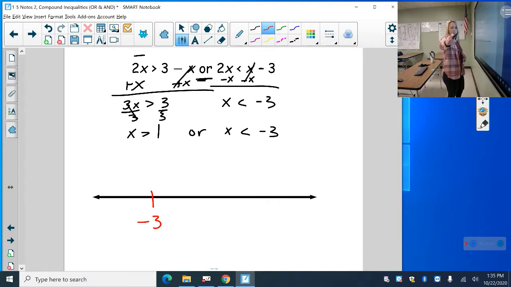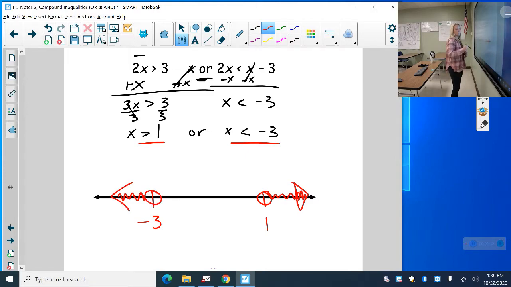Some students like to put -3 on this side and 1 on this side. No, on an actual number line, 1 is on this side to the right and -3 is to the left. For this condition, it's an or and it's an open dot because my 1 is right here and it's going this way. On this side, this one is also an open dot and it's going this way if you look at the arrows. So that is what an or inequality looks like. When I say or inequality, that means 2 inequalities where one or the other one is true.